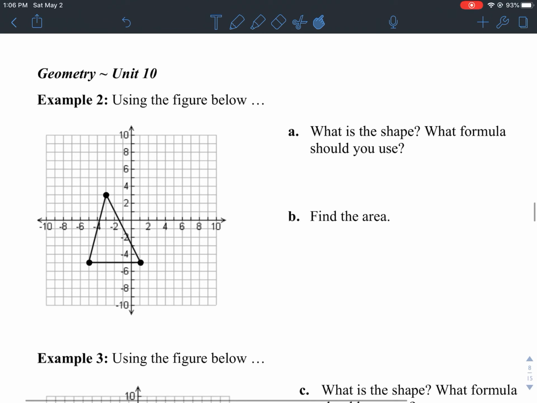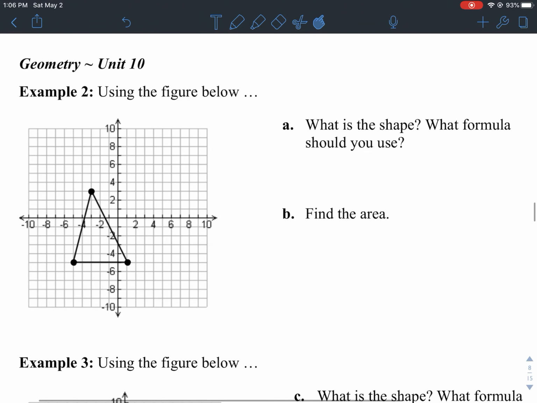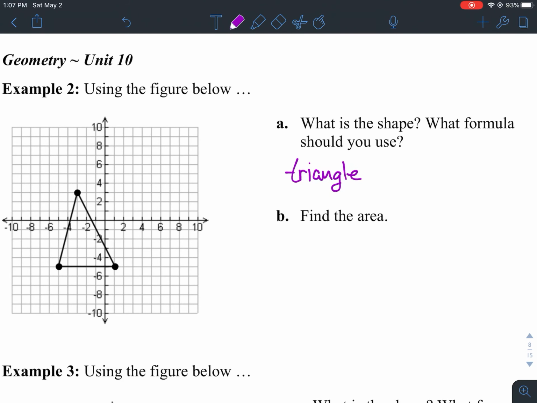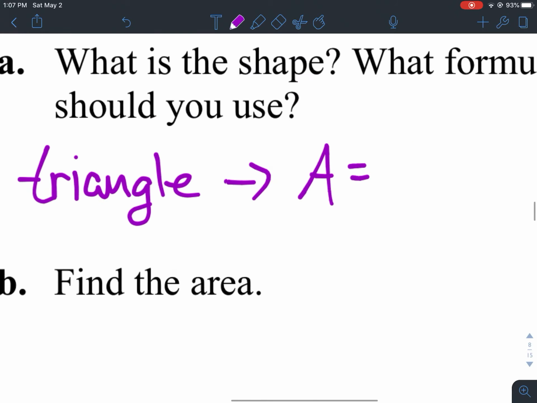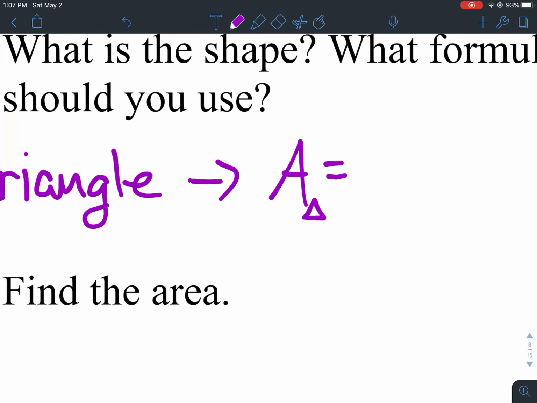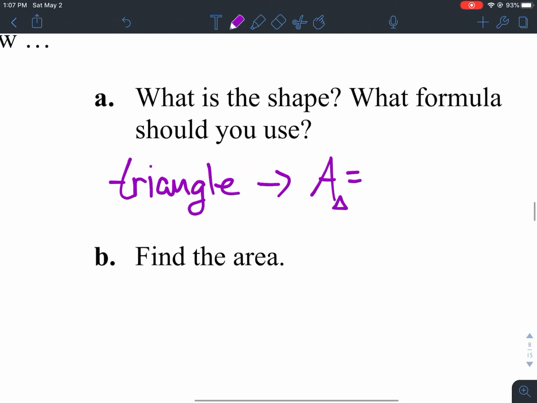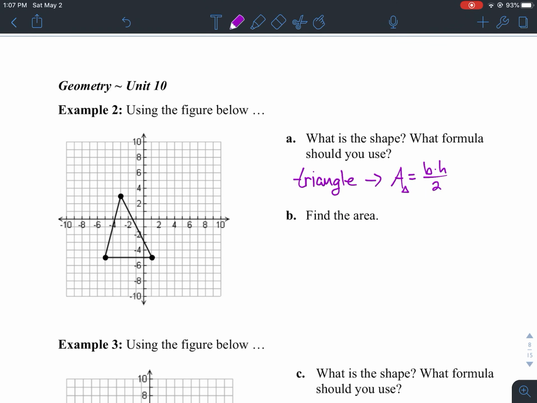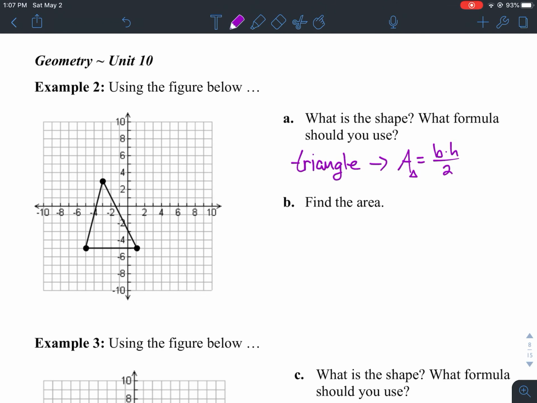Alright, so for example number 2, it says, using the figure below, what is the shape? Well, this is a triangle. And what formula should we use? Well, the area formula for a triangle is equal to base times the height divided by 2. Alright, so that is the area formula for a triangle.